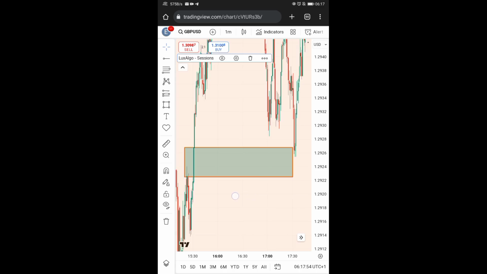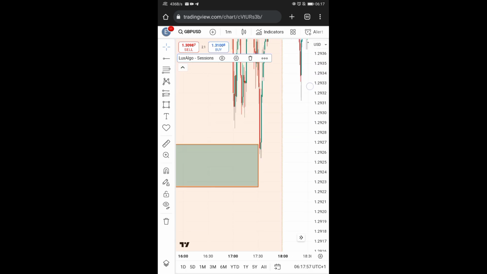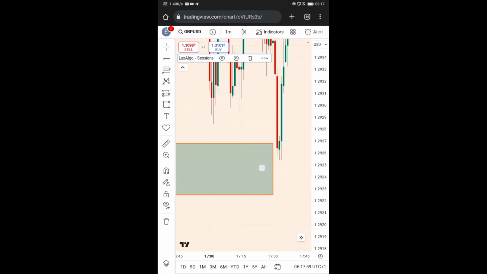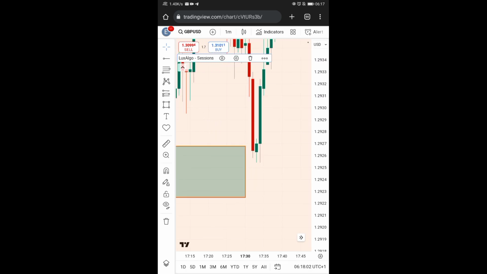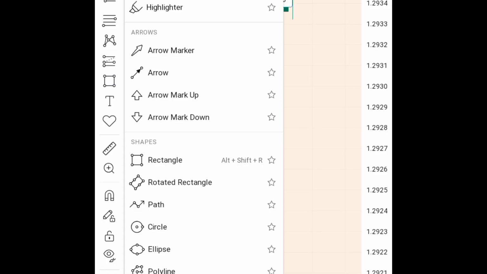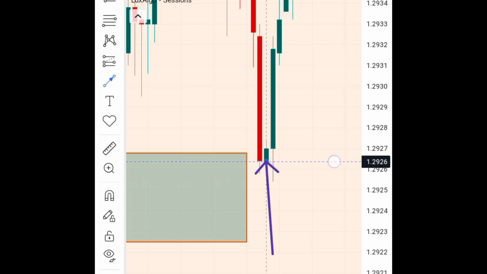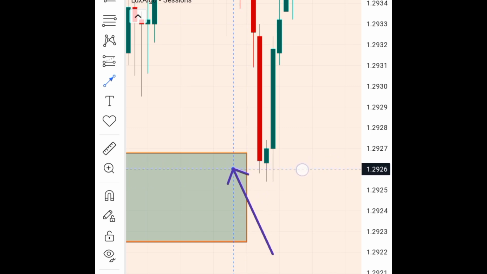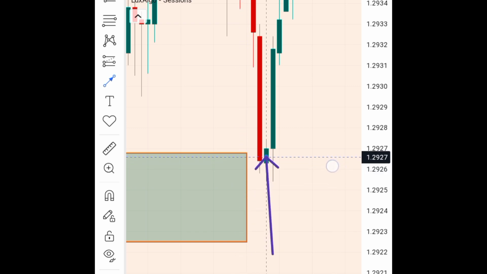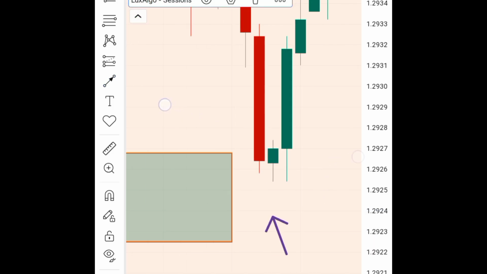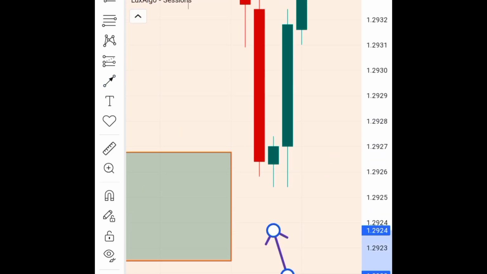What happened is the market came into this imbalance. As the market came into this imbalance, it gave us an opposite candle right here. As the market closed inside this imbalance, it gives us an opposite candle right here. So once this candle closes, you are to take your trade to the upside.